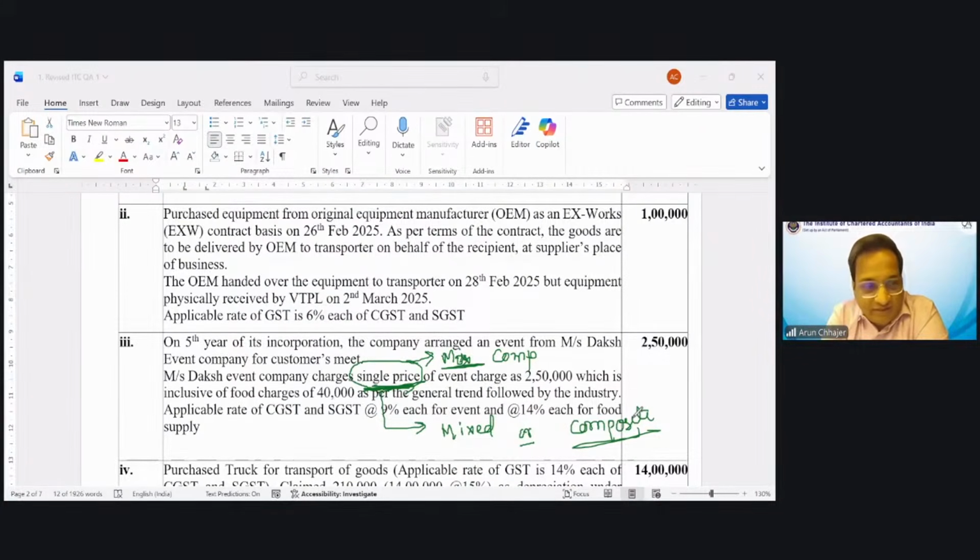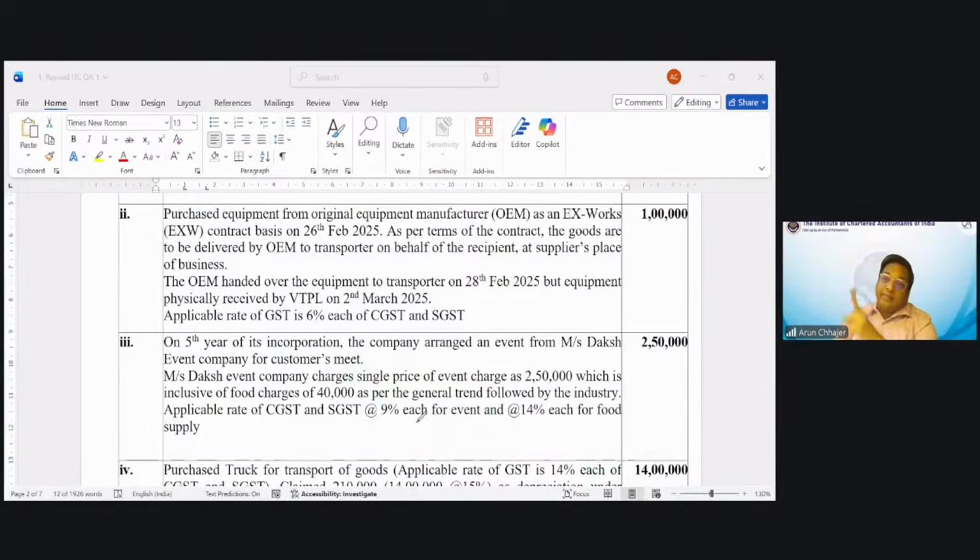Let me see the answer of others and then we'll conclude. Most of the participants are saying composite. No, it is not correct. If you see, it is written in the mixed supply. Where is it written in mixed supply? This is correct. It is written in the mixed supply that price should be single.